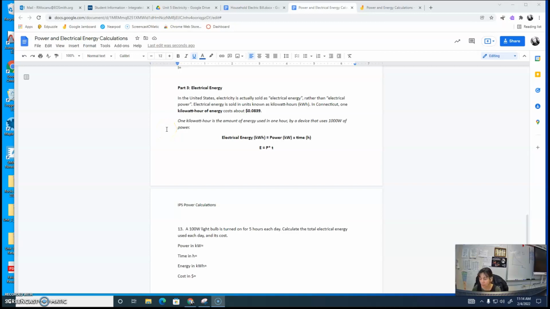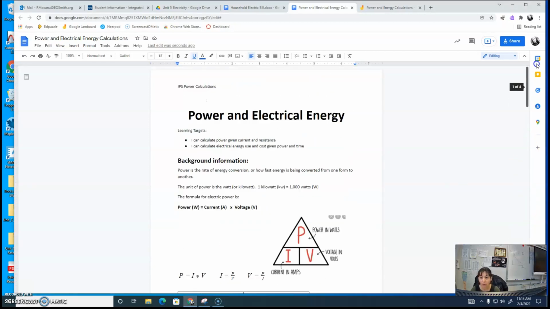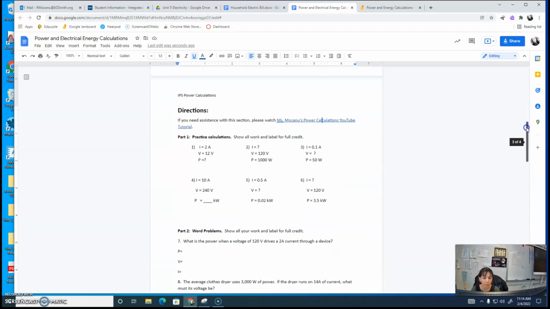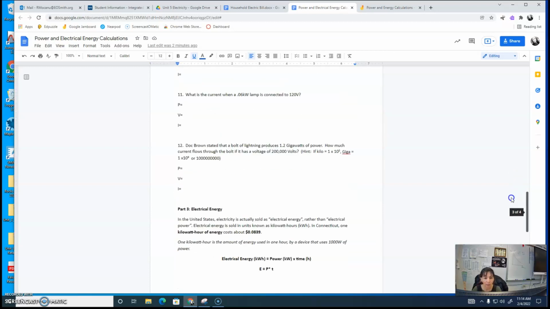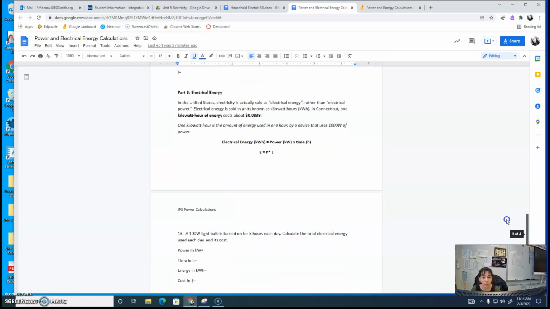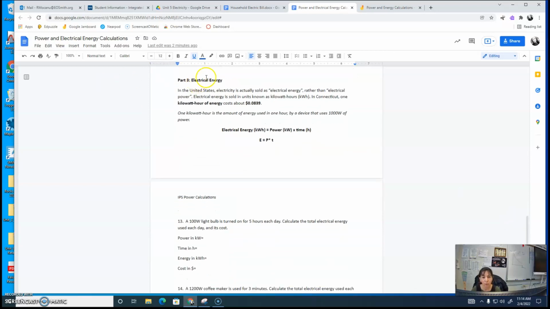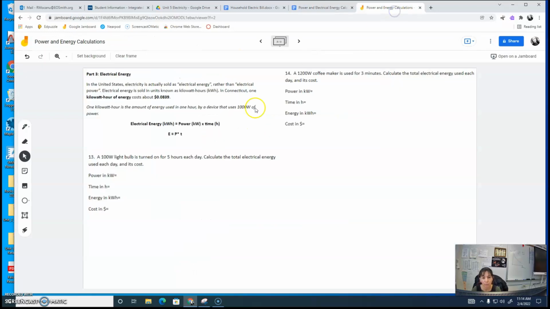In the last video, we went over some power calculations that were right out of this assignment, power and electrical energy. So we went through the first part of this assignment that was all about power, calculating power in watts and kilowatts and so on. For this part of the video, we're going to go through the electrical energy part of the assignment. So let's move over to the Jamboard and a little bit of background on electrical energy.